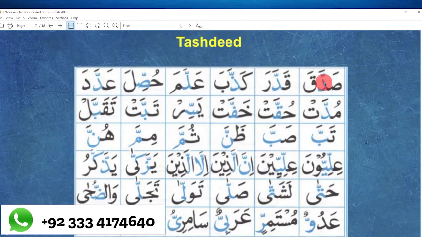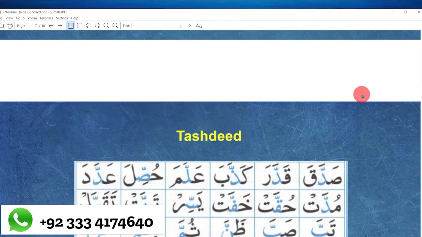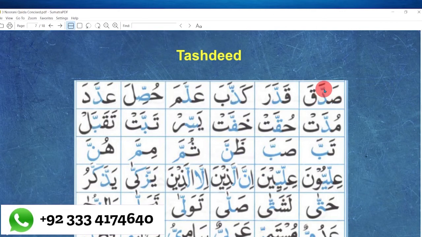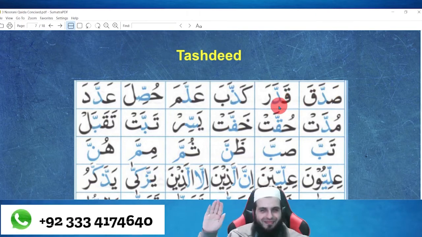Alright, if a letter has a tashdid, a W-like sign on it, then first of all we have to connect the previous letter with that letter, the same as in the jazm. Secondly, we have to press that letter for half a second, and third, we have to read that letter which has tashdid 2 times. So it will be sod and then dal zabar da, sod da. If they are combined, then it will be sod da, sadaqa, qaddara.